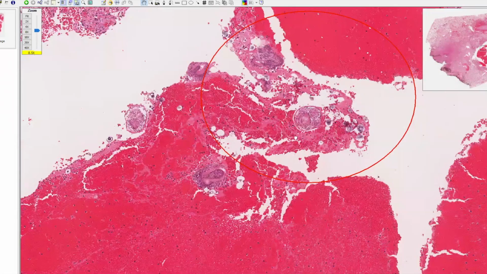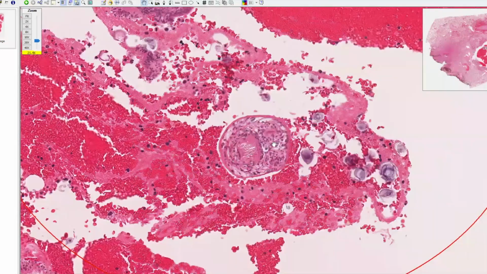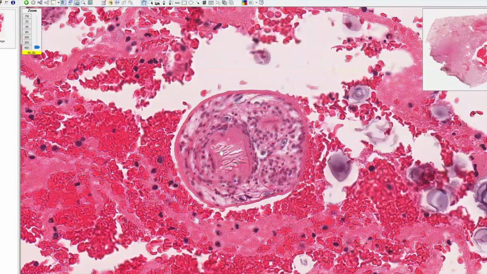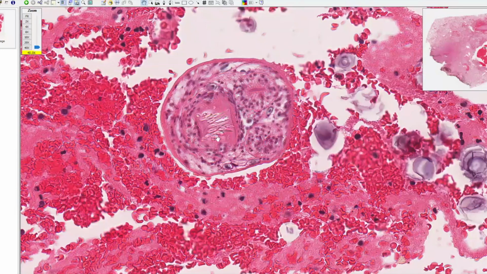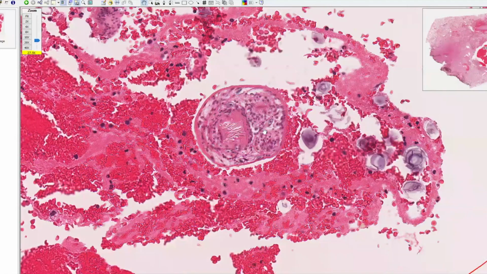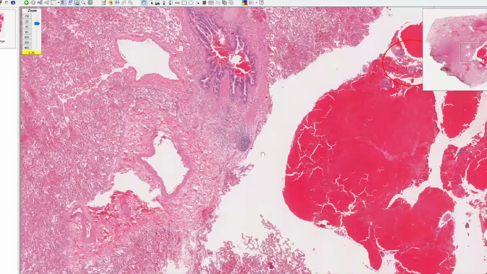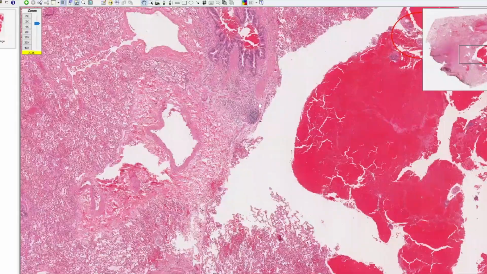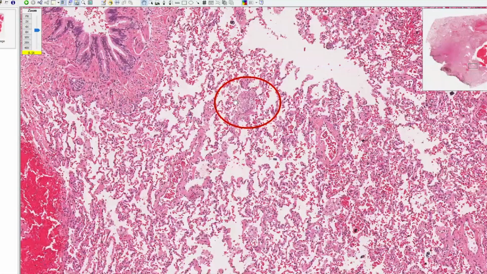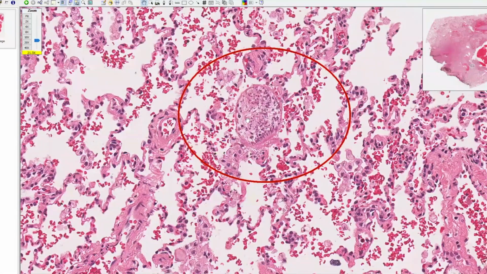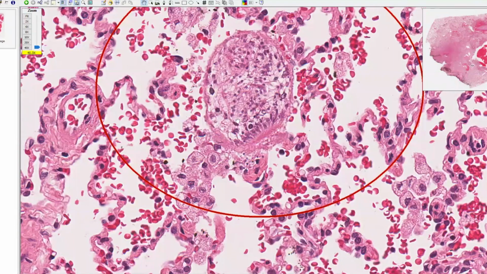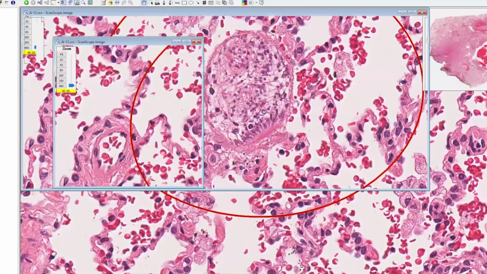Circle sign is always a good thing. You can see another nicely formed one here with these polarizable refractile structures and these small nuclei. And then also these calcifications here as well. You can also see some of these similar structures in the alveolated lung parenchyma here. We can see one of these structures here as well, and then you can see some foamy macrophages associated with it. Perfect.